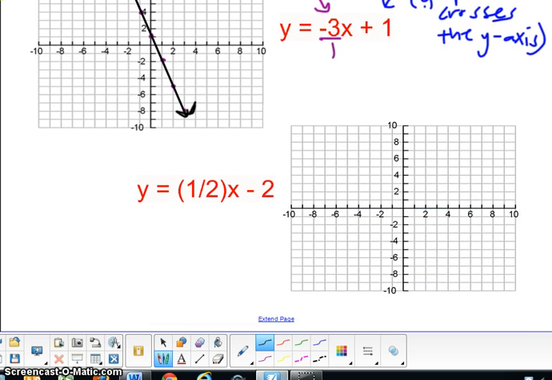Go ahead and push pause and do the next one. And before you start, this is 1/2 x minus 2. It just doesn't look very good.